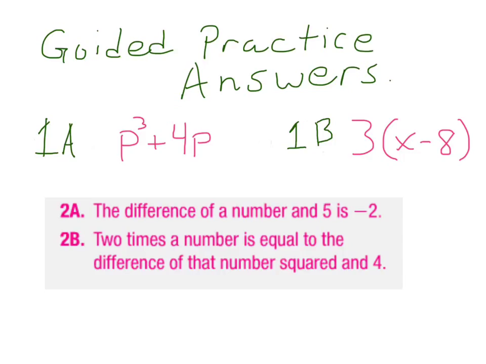Okay, so that's p cubed plus 4p, probably said something like a number p raised to the third power or cubed plus 4 times the same number p. So we do want to be specific and make sure that we're stating that we're talking about the same number so that we use the same variable. They're both p's. In 2b, they were both c's, right? 2 times a number is equal to the difference of that number, the same number squared, and 4. So just some little things to look at and try to pick up in the vocabulary.